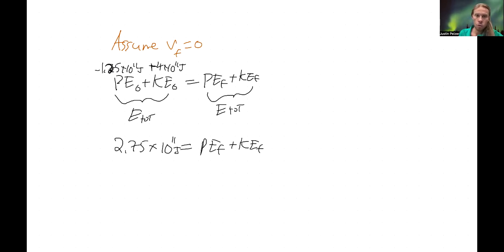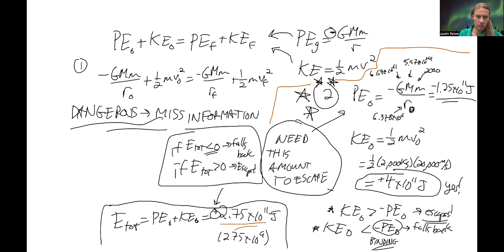So if we assume V final to be 0, which means we assume it falls back. Say we just assumed it fell back. Say you did this method here and you said, I'm going to assume V final is 0. Well, what is V final? What is R final? How do you know what to plug in? So doing it this way is dangerous. You miss information. You're not sure what happens. Here, I know it escapes because I know it has enough energy to escape.